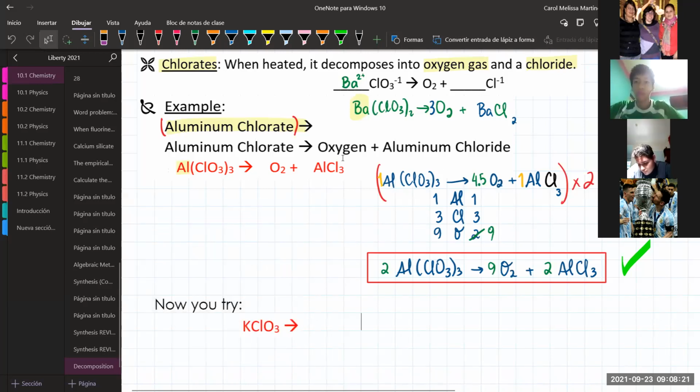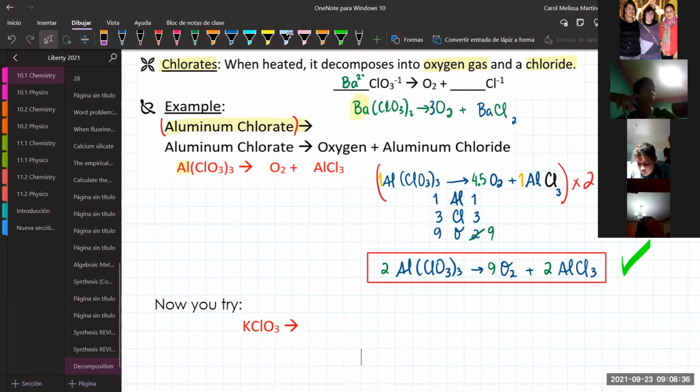Now I want you to do the same procedure that I did. I followed the rule, okay? But I want you to do the same procedure, but for this example. Do it in your notebook, and once you have the answer, you send it to me in the chat. I will write the answer 20 seconds before the class ends, okay?